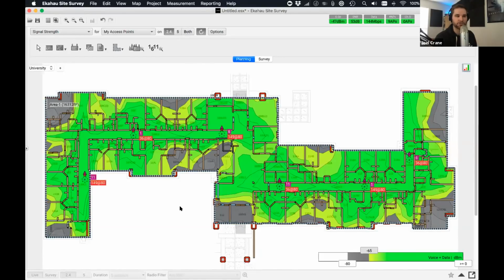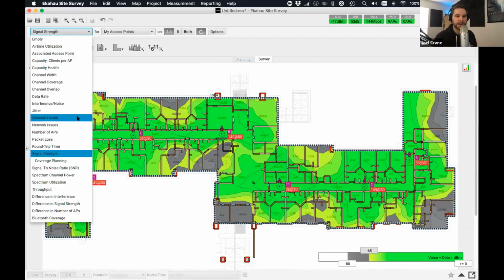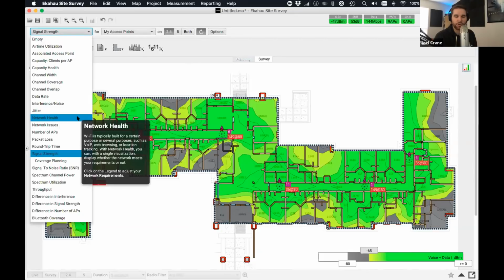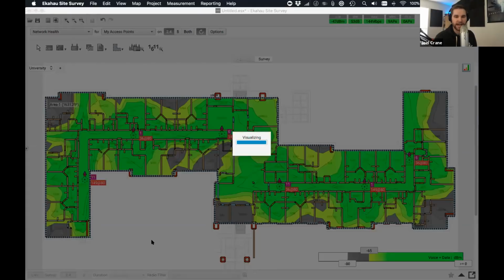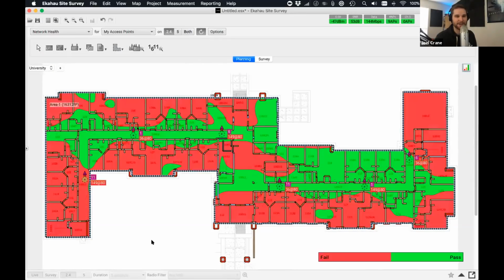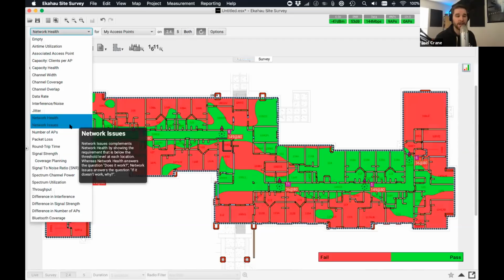Everywhere that's gray is where we are failing our coverage requirement. That's anywhere that's below -65. So we've got lots of coverage issues, these corner rooms, things like that. If we go look at the network health visualization, it's just going to tell us whether we are passing or failing those requirements that we just defined. Yeah, it's not good. This network is an absolute mess. So we're really going to have to look at the specifics, which requirements are failing.